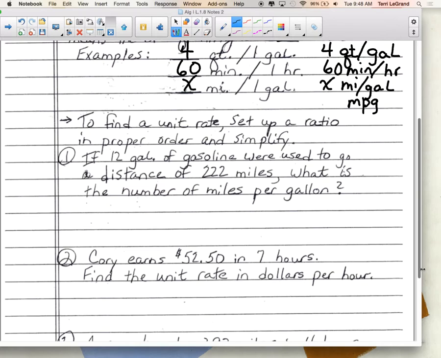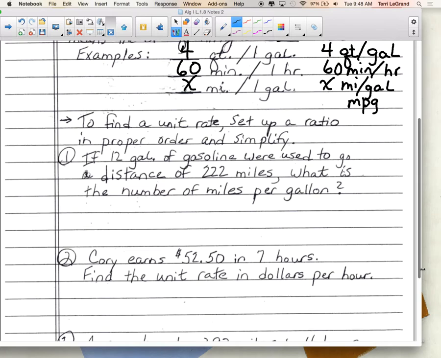Dollars per hour. So can we think of any others? Anybody driving yet? Think of something with driving other than miles per gallon. Miles per hour. The speed you are driving. You're driving so many miles per 1 hour. We talk about miles per hour. So there are lots of unit rates.